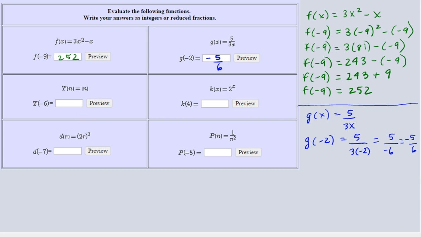Let's look at the next one. T of n equals the absolute value of n. So we are given the input of negative 6. So we want the output, the function t, evaluated for n equals negative 6, is the absolute value of negative 6. So remember, absolute value means the number's distance from 0. So how far is negative 6 from 0? Well, its distance is positive 6, or just 6.